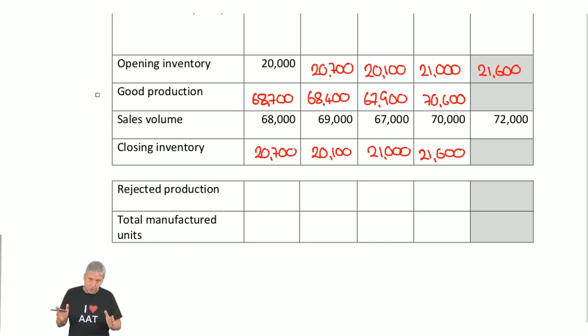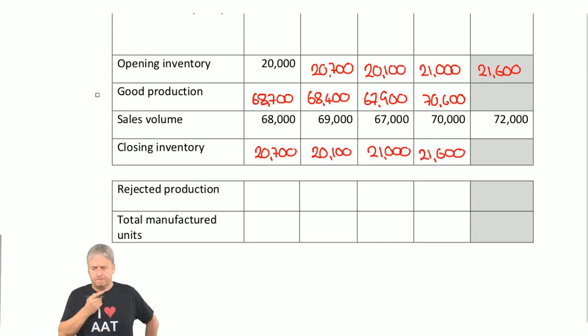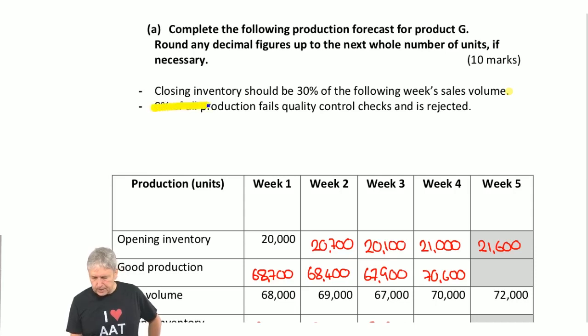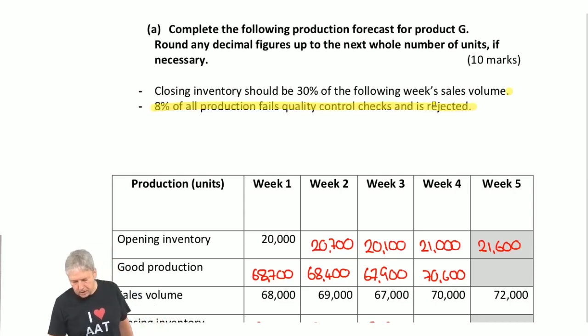Okay? So whatever happens, we've got to be seriously careful to pick the right number and slot it in the right place. Now, we've done that much, that's fine. What we want to do now is to look at rejected production. So if we just go back to the question, we can get rid of all of this nonsense now. All we want to focus on is this: 8% of all production fails quality control and is rejected. Okay, that is fine.